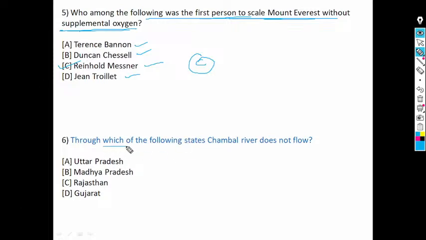Next question: through which of the following states does the Chambal River not flow? Uttar Pradesh, Madhya Pradesh, Rajasthan and Gujarat. Your answer is Gujarat, option D.